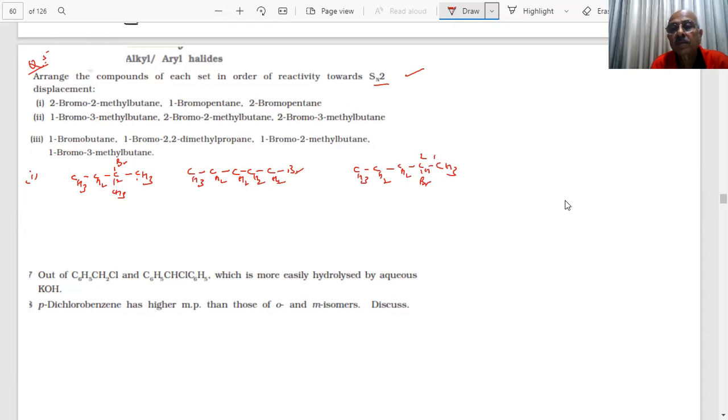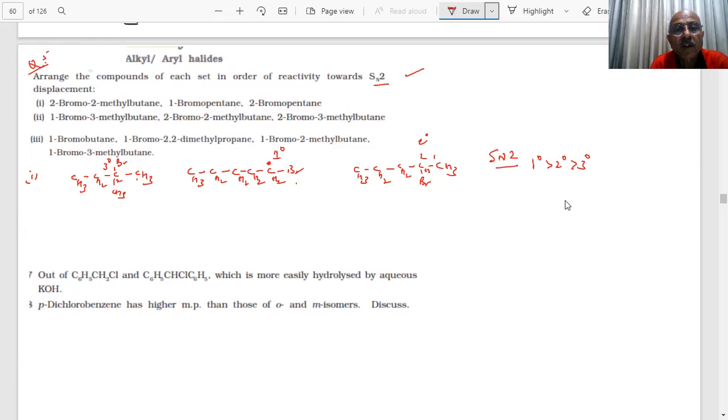So sir, the highest will be 1-bromopentane. For SN2, what is the order of reactivity? For SN2, the order of reactivity is primary greater than secondary greater than tertiary. This one is 1 degree, so it will be fastest. Then 2-bromopentane is 2 degree. And this is 3 degree.